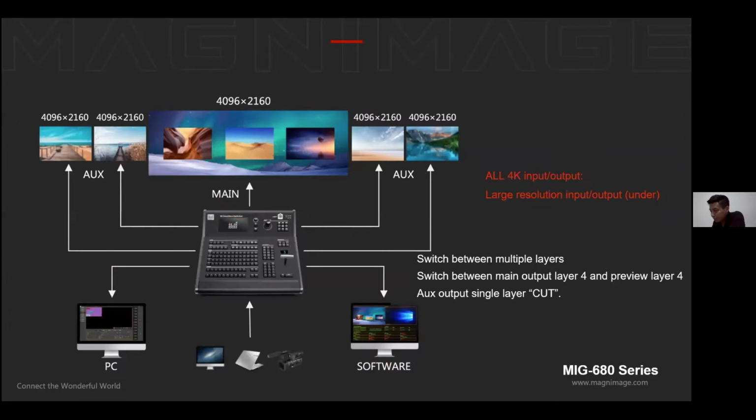From this diagram, it's easy to understand if you have a design for this LED screen. In the middle, the central LED is 4096 by 2160, and the left and the right are aux. So you can use one machine to do this. Here you can use the laptop to control. We also have the monitor. On the monitor, you can preview the real image of the input as well as the output.